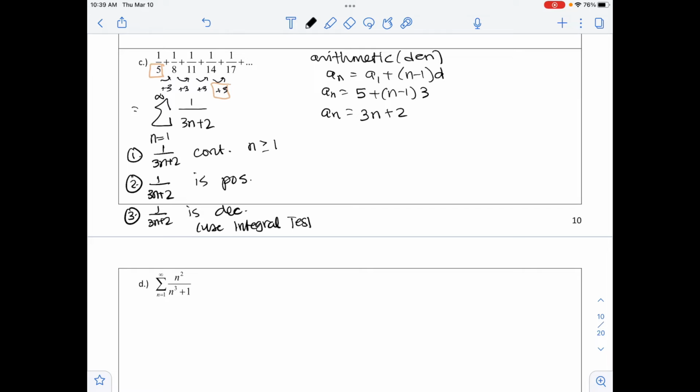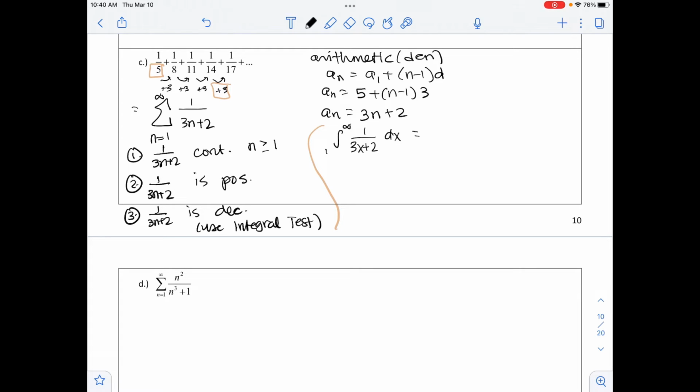But again, you need to first verify that these three conditions have been met in order to use that integral test. So I'm going to go ahead and draw a line here since I'm low on space. And I'm going to rewrite this as the integral from 1 to infinity of our function, which is 1 over, and I'm going to rewrite it with an x, 3x plus 2 dx. If you wanted to leave it in terms of n, you definitely can.